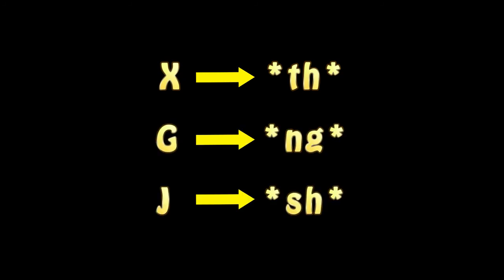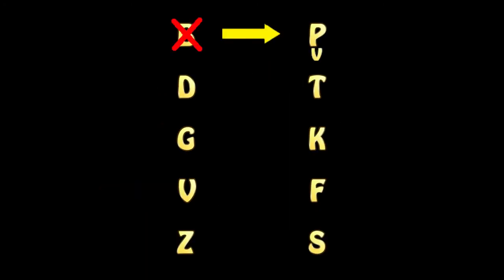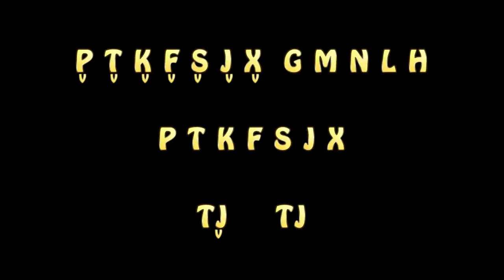Let's use X for the th sound, G exclusively for the ny sound, and J for the sh sound. It even looks like the phonetic symbol. We can eliminate letters that are just voiced duplicates of others and use a voice modifier. Then we can unambiguously represent all 21 consonant sounds with just 12 consonants.